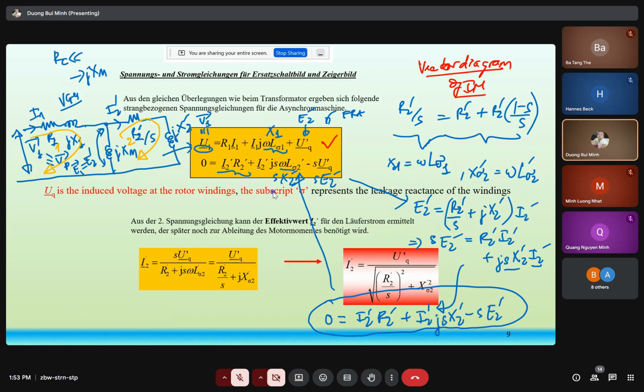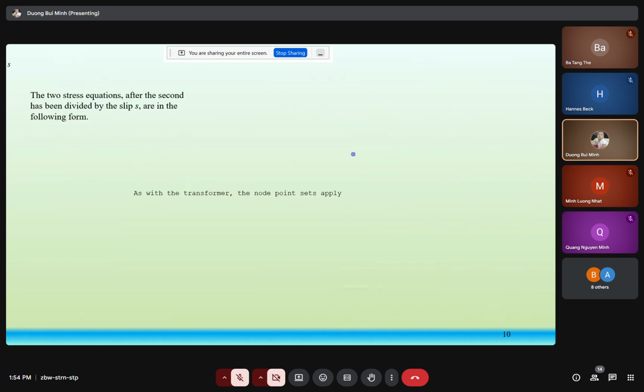Okay, so according to this equation, we can calculate I2 over comma. This one is for the complex number, and this one is for the magnitude. So when we calculate magnitudes, you can get this one. Now we have two equations: the voltage equation at the stator, and the second voltage equation at the rotor.